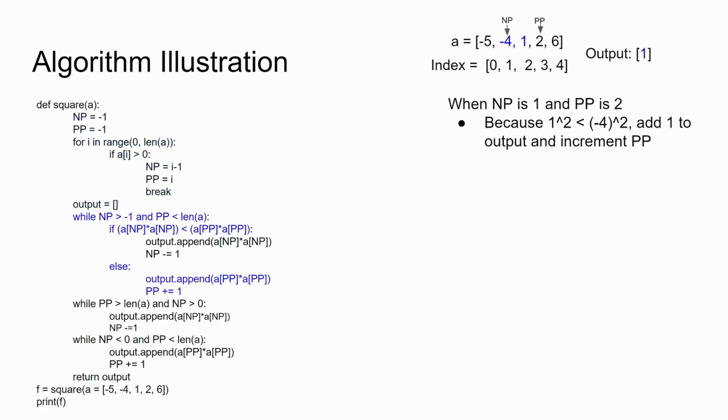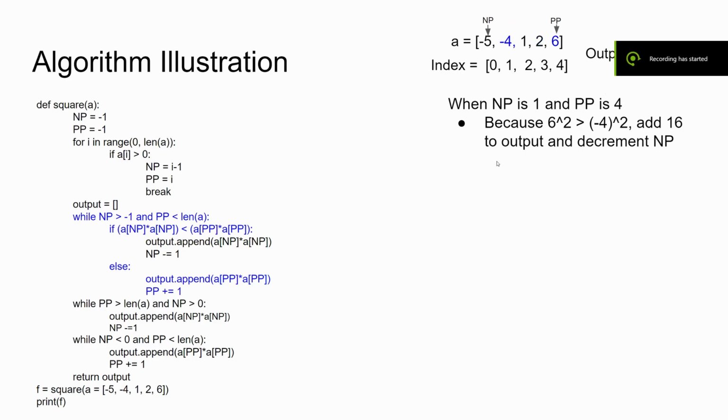When NP is 1, index 1, and PP is 2, because 1 squared is smaller than -4 squared, we'll add 1 to the output and increment PP. So now output has 1 in it, and now PP is at index 3. When NP is 1 and PP is 3, because 2 squared is smaller than -4 squared, we'll add 4 to the output and increment PP. So now PP is at index 4, and now output has 4 in it.